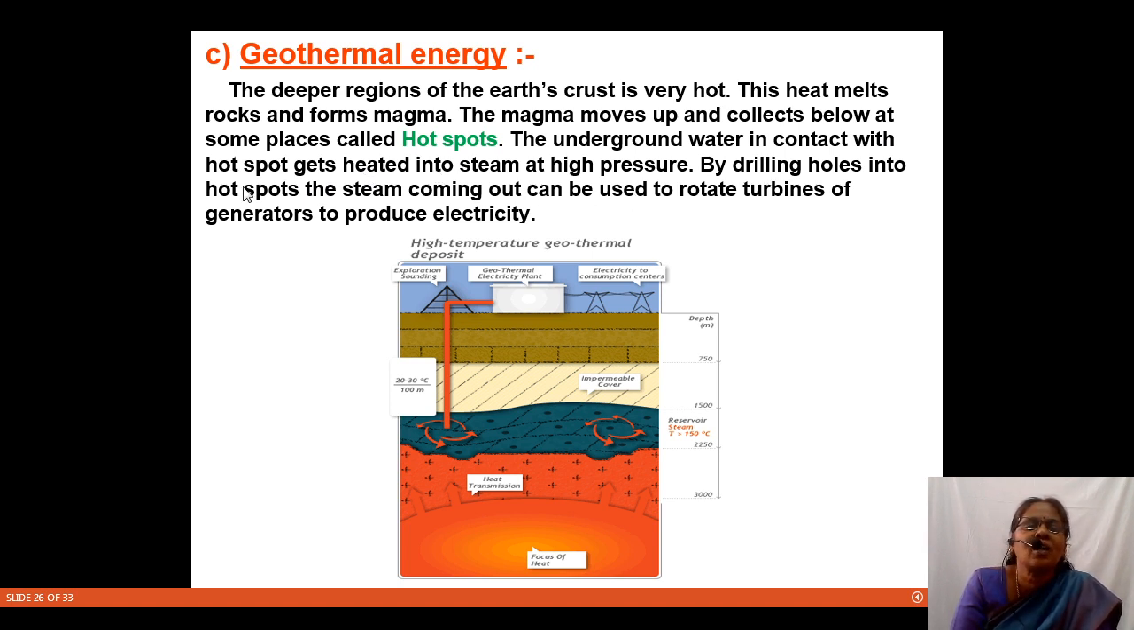By drilling holes into the hot spots, the steam coming out can be used to rotate the turbines of a generator to produce electricity. The generator and turbine we keep on top of the earth only. We only have to drill one hole and insert a pipe where we found the hot spot. From there continuous pressurized steam will come out if the magma and underground waters are nearby, so we can bring it out to rotate the turbines connected to the generator to produce electricity. This is geothermal energy.